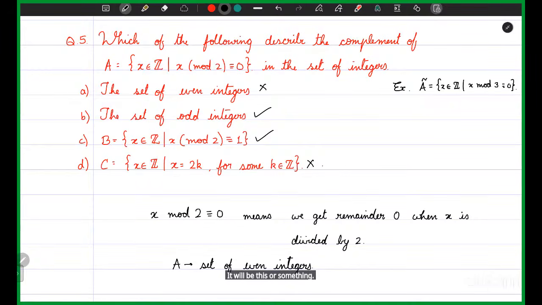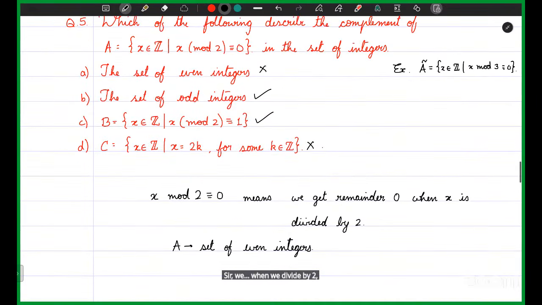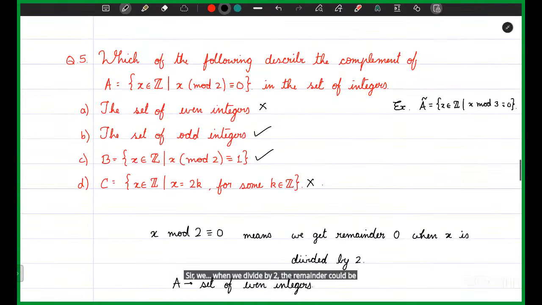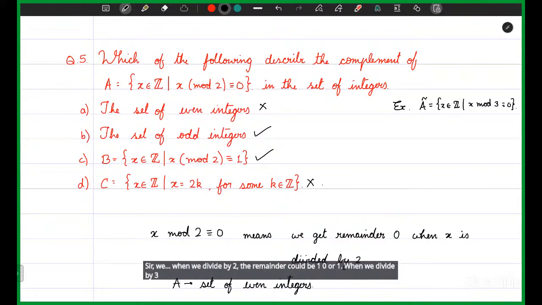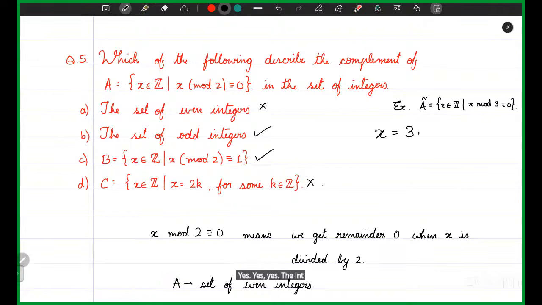Sir, when we divide by 2, the remainder could be 0 or 1. When we divide by 3, what would the remainder be? Sir, how do we get those things? I'm just not remembering that concept. Remainder is basically Euclid's division lemma. Will that be applicable here? Yes. The integer can be written as 3q plus r, where r is less than 3. Sorry, in modular arithmetic it's 0, 1, or 2.